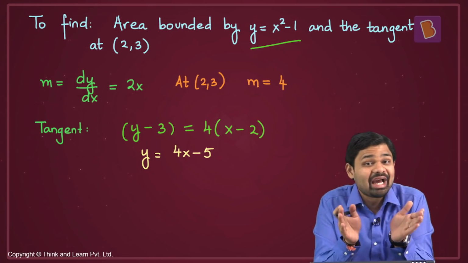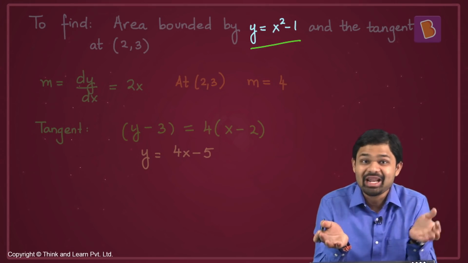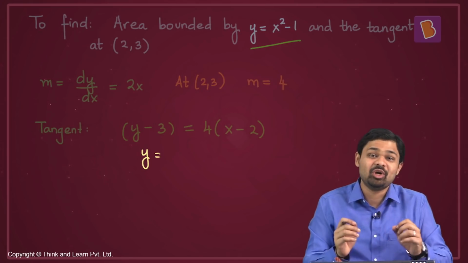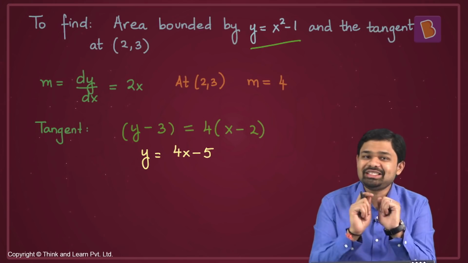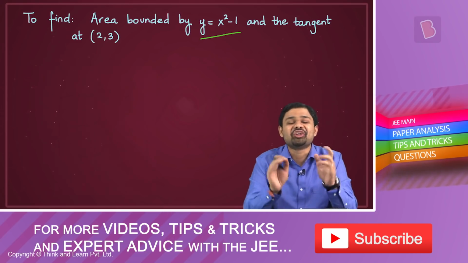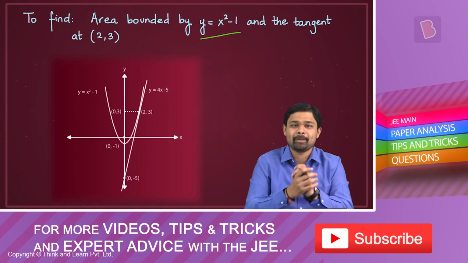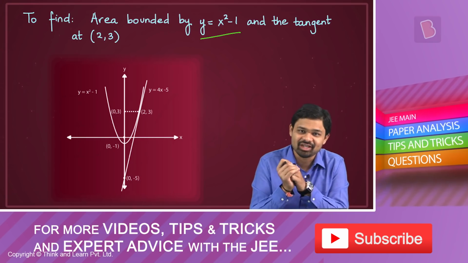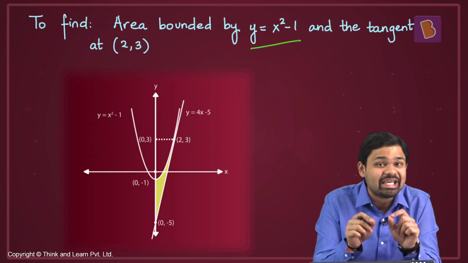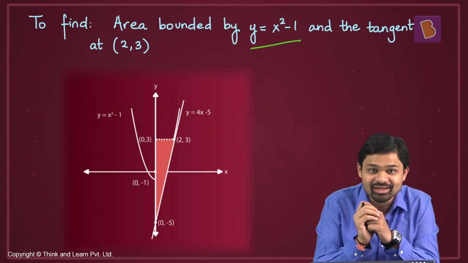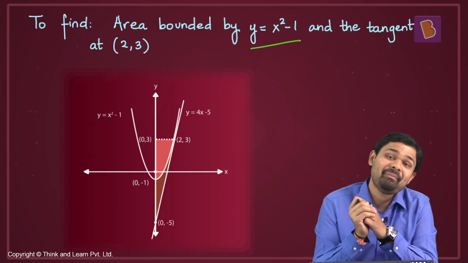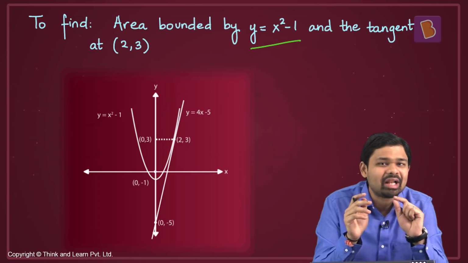So now I have the curve which is y is equal to x square minus 1. I also have the equation of the tangent at (2, 3) which is y is equal to 4x minus 5. So the first thing that we need to do in order to compute the area bounded between these curves is draw the figure, and this is how the figure looks. Now if you closely analyze this figure, you will find out that the area bounded between the curves is actually equal to this big triangle here minus the area that is under the parabola. But there is a small catch here.